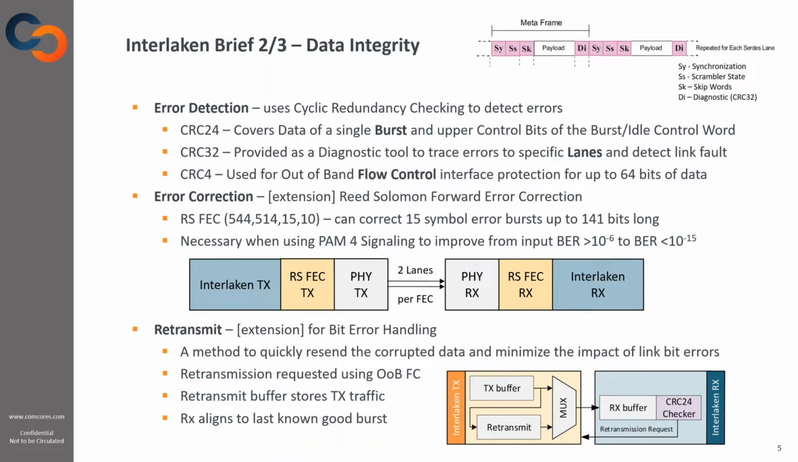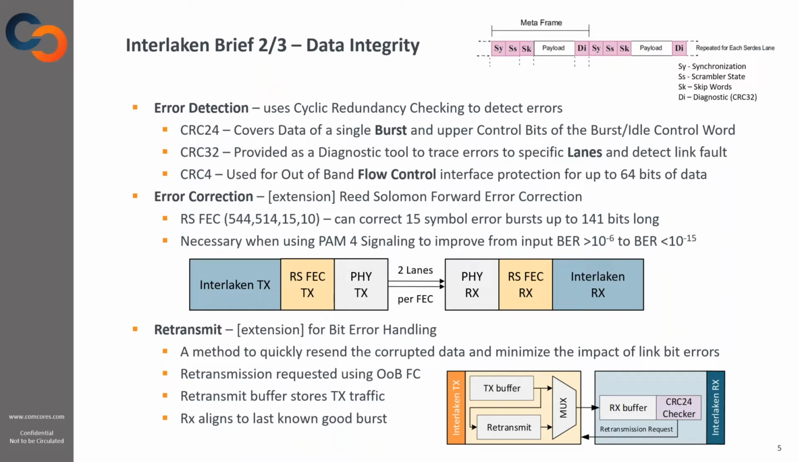And besides the error detection, we have an extension for error correction, which is the RS-FEC (544,514), which is pretty common, I believe. It can correct 15-symbol bursts, so up to 141-bit long bursts of errors, and it's necessary when doing PAM4.